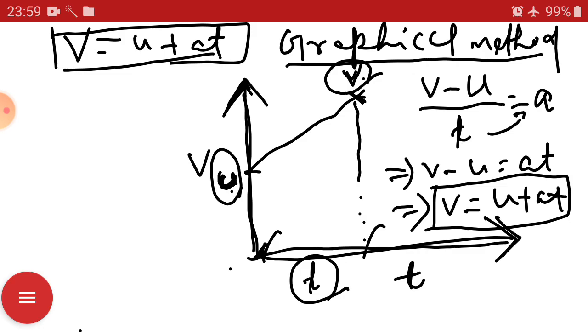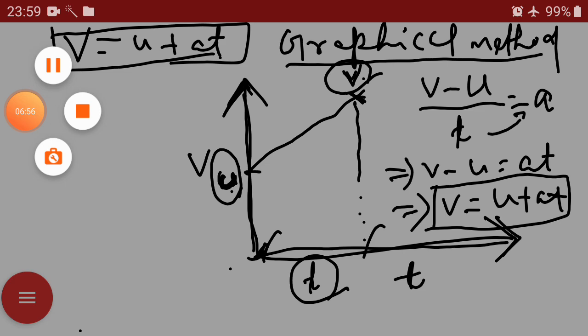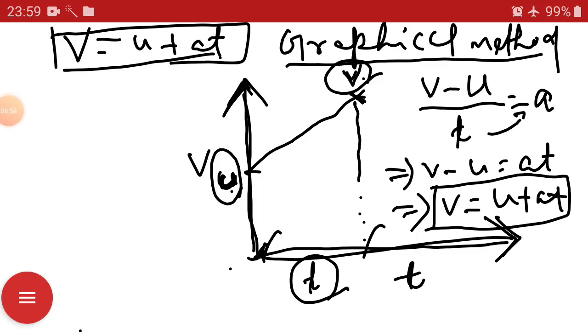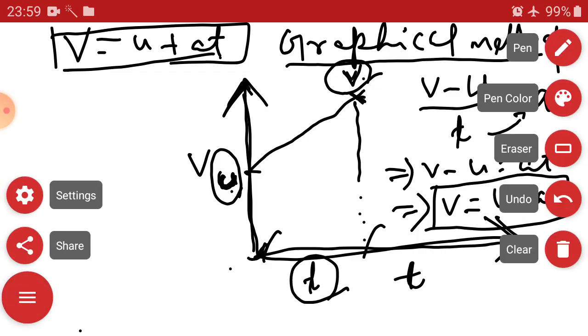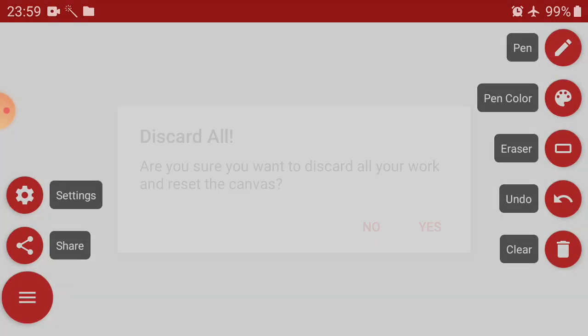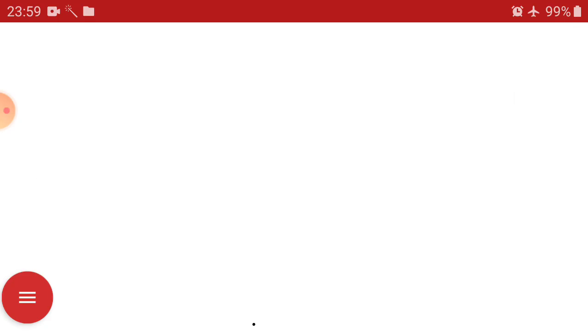Now let's discuss the other two relationships. The other two relationships we will get using the concept of area under the velocity time graph. As in the beginning of the class I have told you, the area under the velocity time graph gives you the displacement. So in both of the next two equations you will have the displacement in the equation. So in both cases we will discuss the area under the velocity time graph. Let us erase this and draw the graph again.